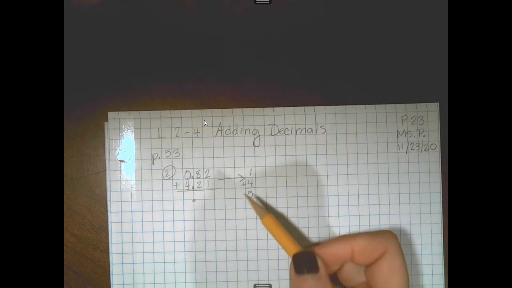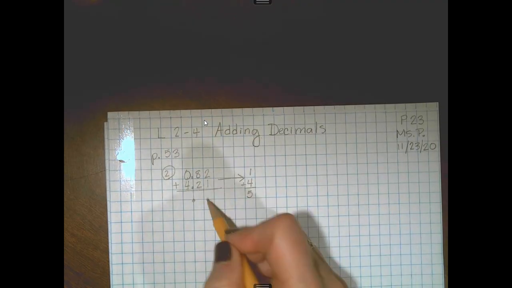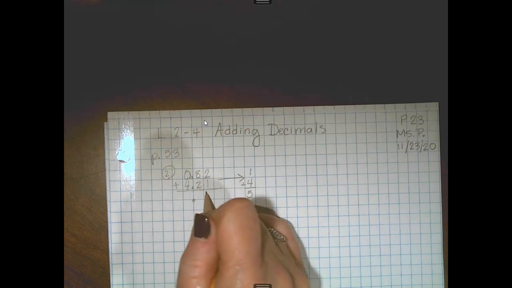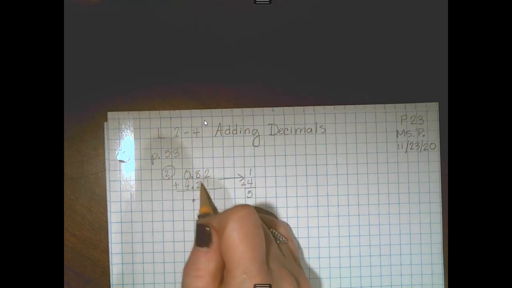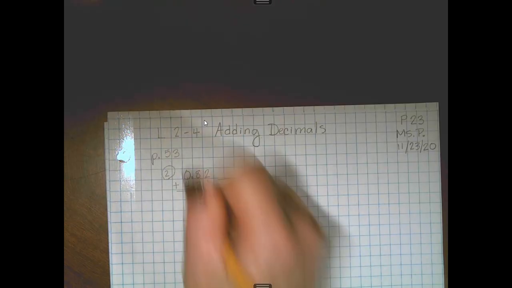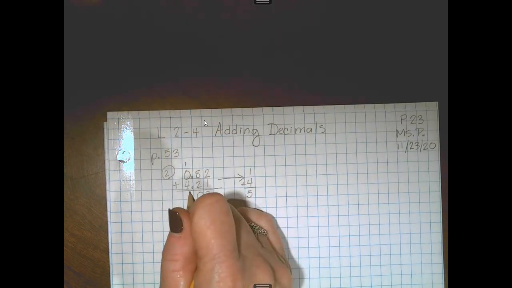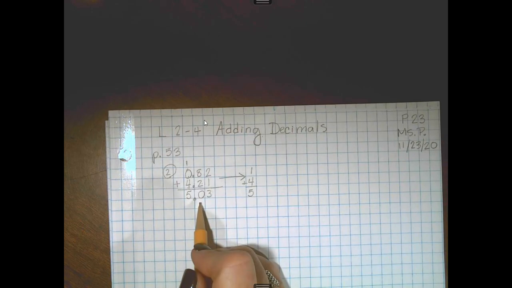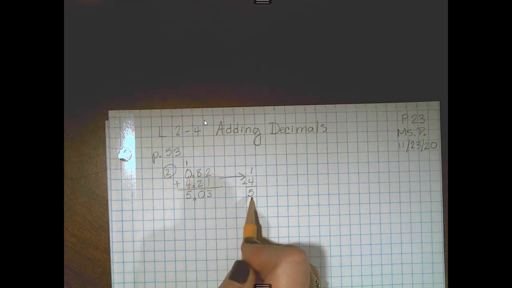Okay, so let's see what happens. When we add our hundredths, 2 plus 1 is 3. We add our tenths, 8 plus 2 is 10. Don't forget we regroup. 10 of those tenths become one whole, and we add it to the 4, and we get the sum 5 and 3 hundredths. Very close to our estimate.